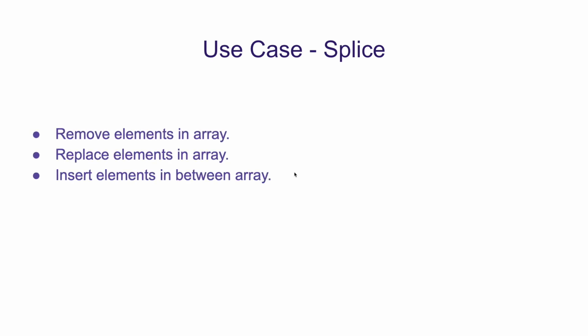Where should we use splice? In case we want to remove some elements in the array, we can use splice. If we want to replace some elements in the array, then we can also use splice. If we want to insert some elements in between the array, we can use splice. That's about slice and splice. I hope the difference between slice and splice is clear now.